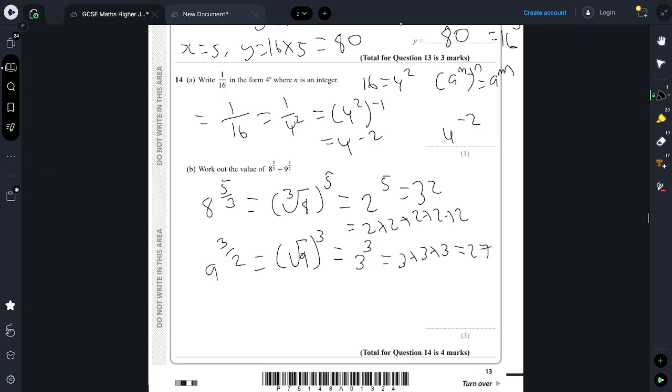Cool. So now what this means is if we did 8 to the 5 over 3 minus 9 to the 3 over 2, well, that's 32 minus 27. Wow, that's very easy, right? That should be 5. And there's nothing more we can do. That should just be your answer. 5.